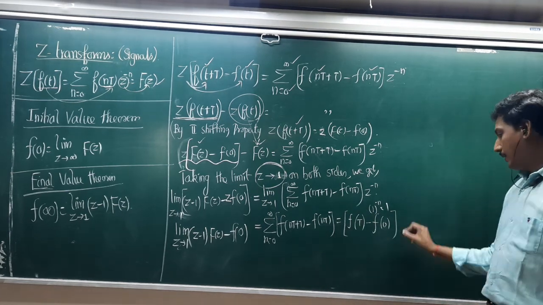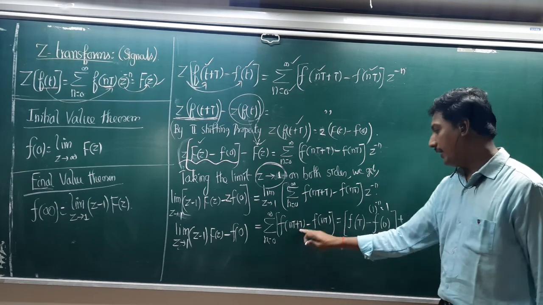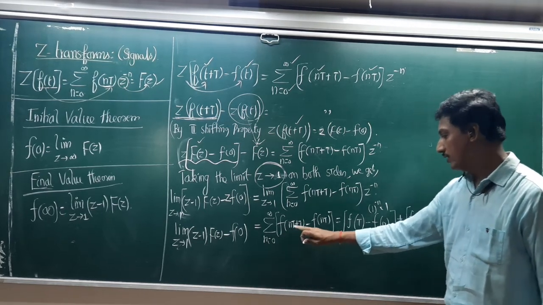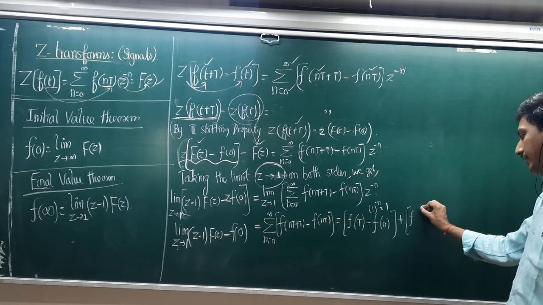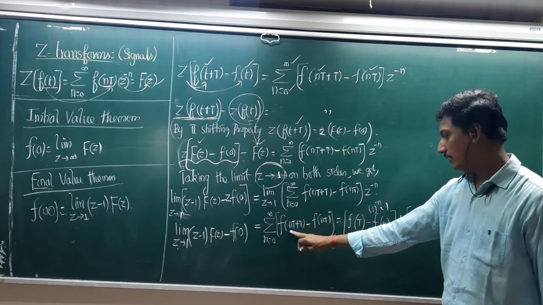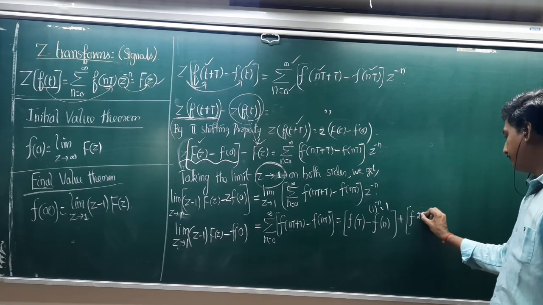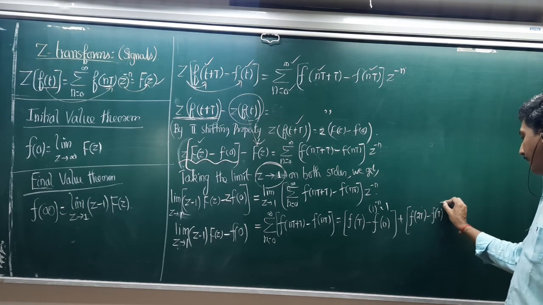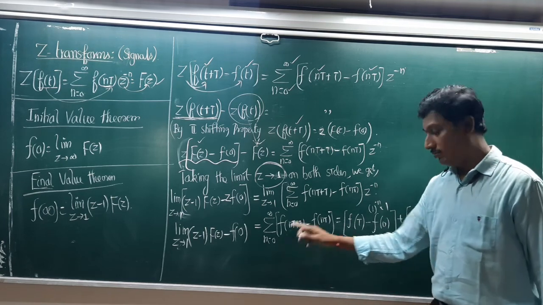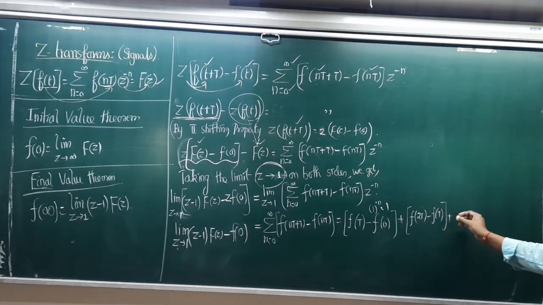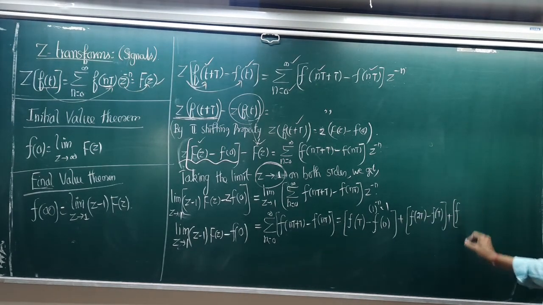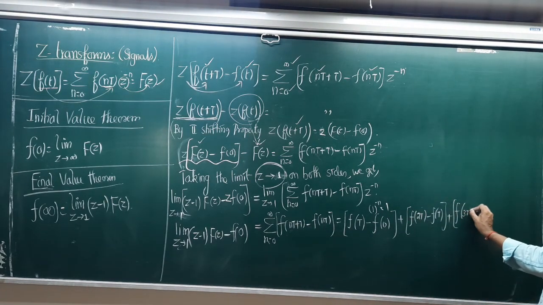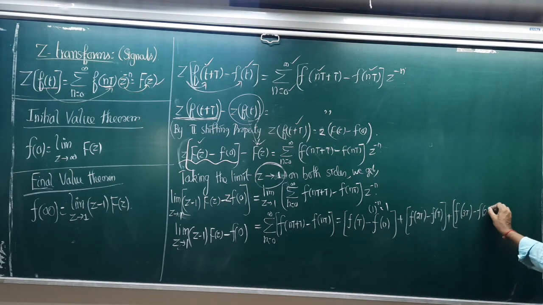By putting n equal to 1, we get f of 1t, so it is nt. 1t means t plus t is 2t, minus, by putting n equal to 1, f of t. By putting n equal to 2, we get 2 plus 1, 3. So f of 3t minus f of 2t.